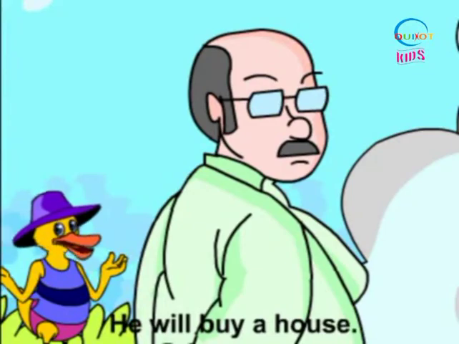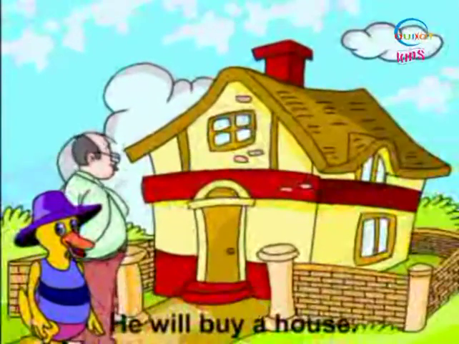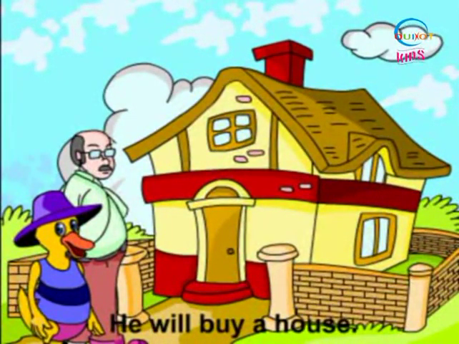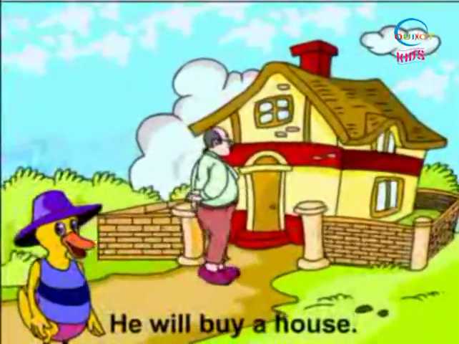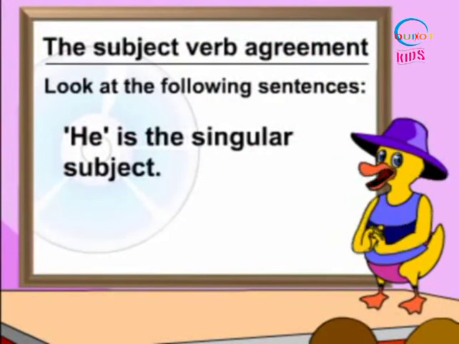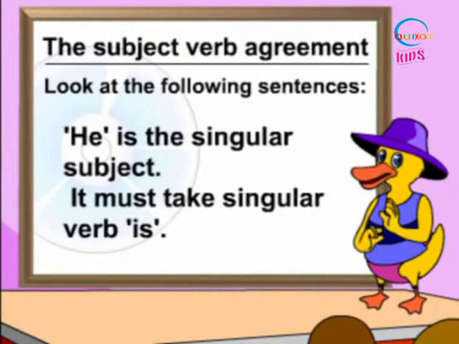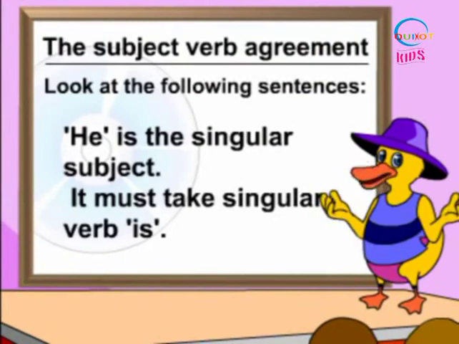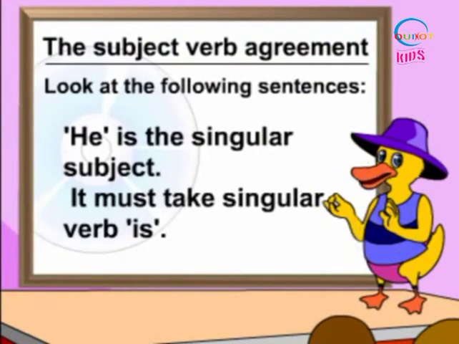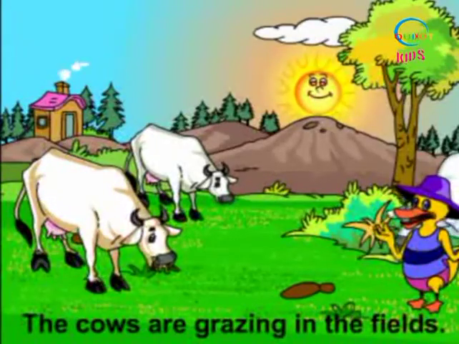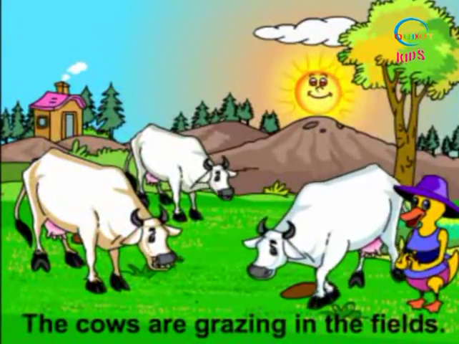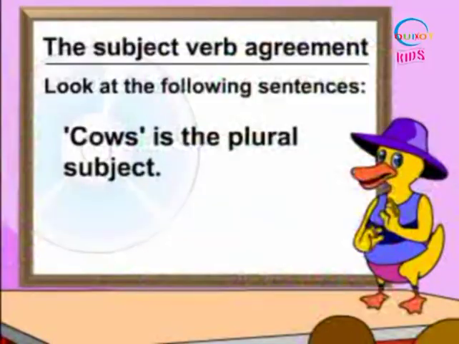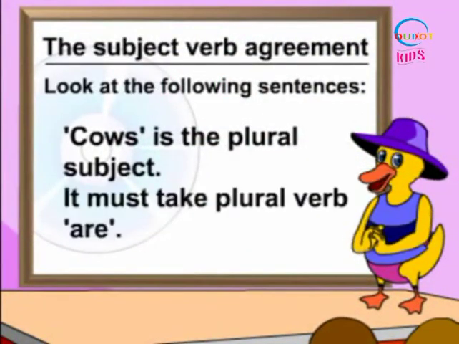He will buy a house. He is the singular subject. It must take the singular verb is. The cows are grazing in the fields. Cows is the plural subject. It must take the plural verb are.